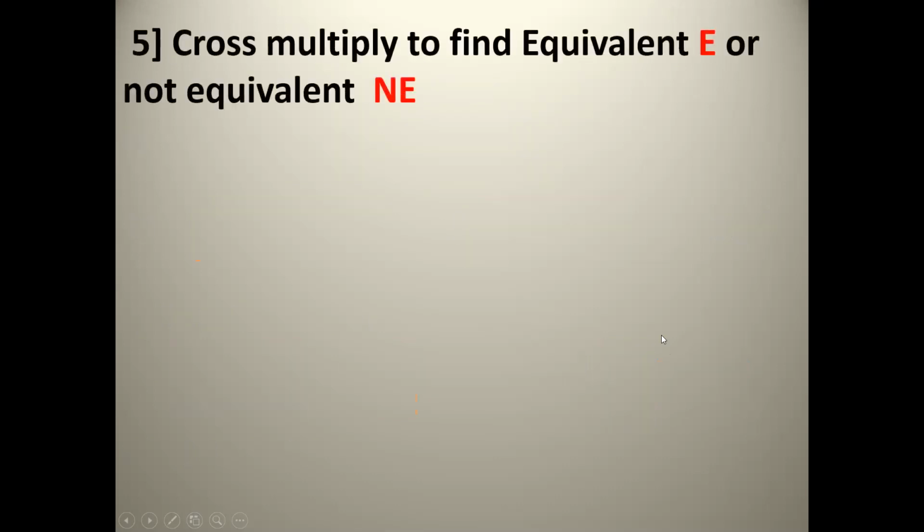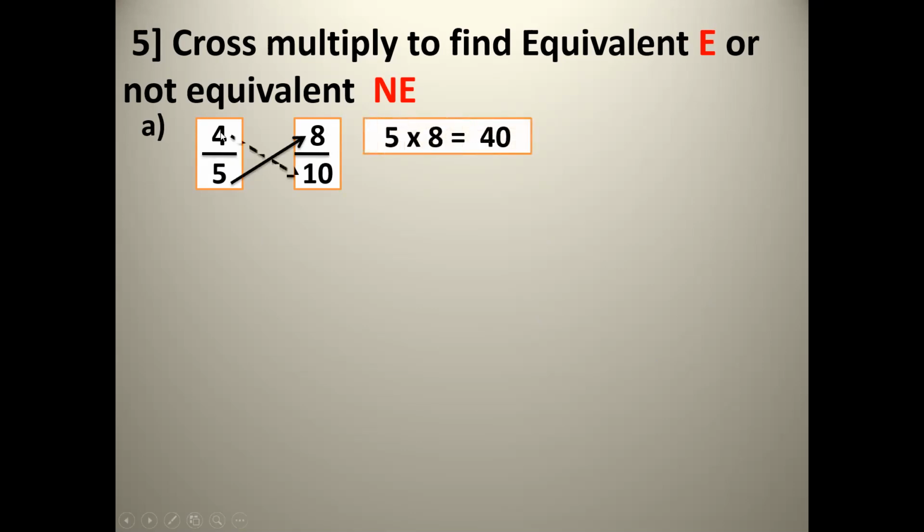Now cross multiply to find equivalent. So we will write E if it is equivalent, or we write NE if it is not equivalent. I told you to know whether this is equivalent or not equivalent, we make a cross multiply. So here I multiply 5 into 8. 5 multiply 8, it is 40. 10 multiply 4, it is 40, which means it is equivalent fraction, E.